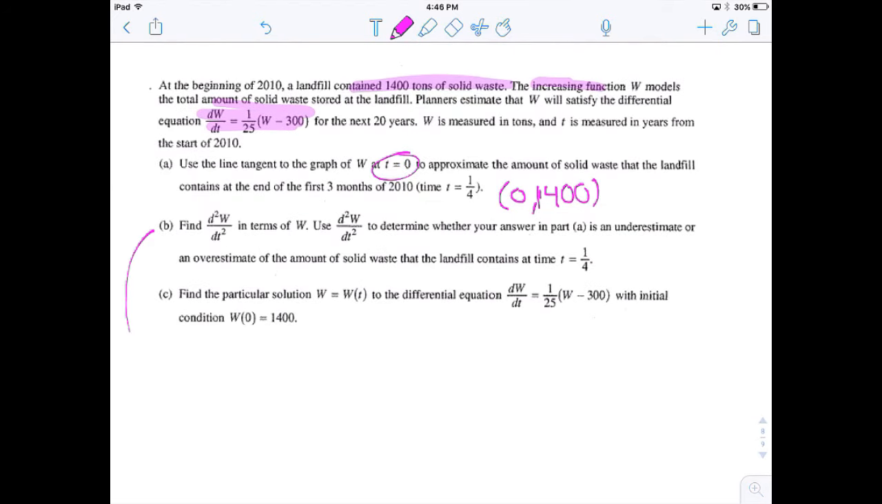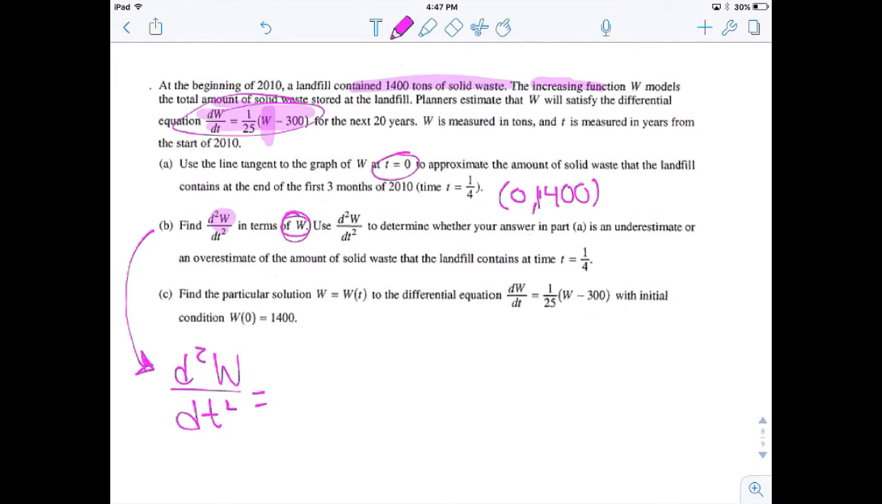And use this to determine whether you have an overestimate or an underestimate. So let's do this. dW/dt is this. So d squared W/dt squared. And what I want you to remember here is that W is sort of like your Y value, right? So when you take a derivative of that, you're going to need a dW/dt. So this would be 1/25th, but you need a dW/dt there because you took a derivative of W, which is like your Y value, right?